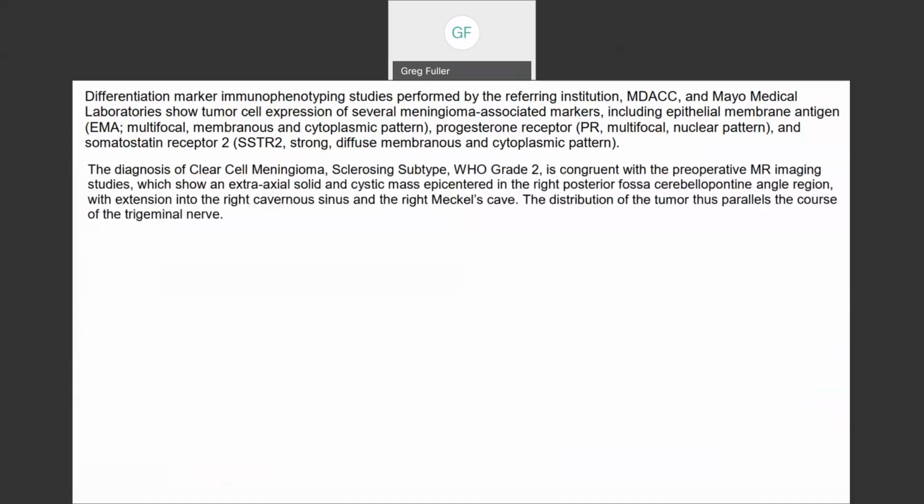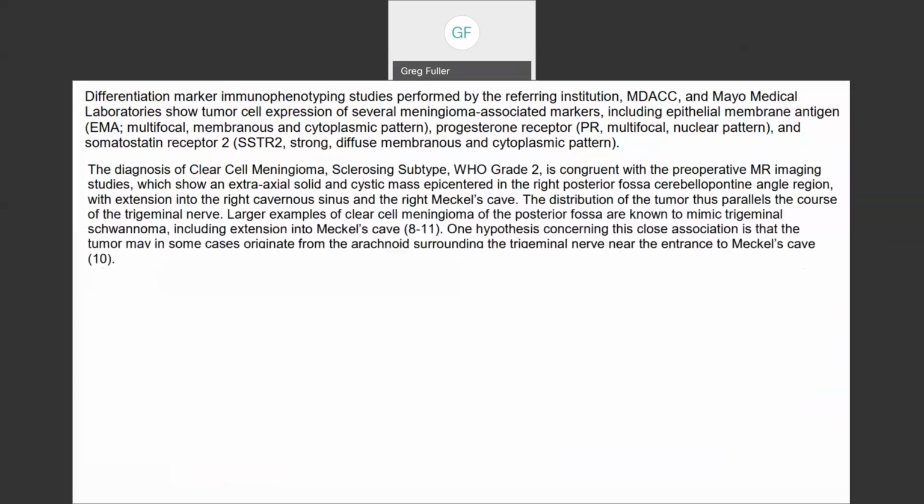All right, next paragraph. The diagnosis of clear cell meningioma, sclerosing subtype, grade 2 is congruent with the pre-op MR imaging studies. We always have a paragraph when we have imaging studies available that addresses the imaging studies in oncologic neuropathology of brain and spinal cord tumors, which show an extra-axial solid and cystic mass epicentered in the right posterior fossa cerebellopontine angle region with extension into the right cavernous sinus and right Meckel's cave. The distribution of the tumor thus parallels the course of the trigeminal nerve.